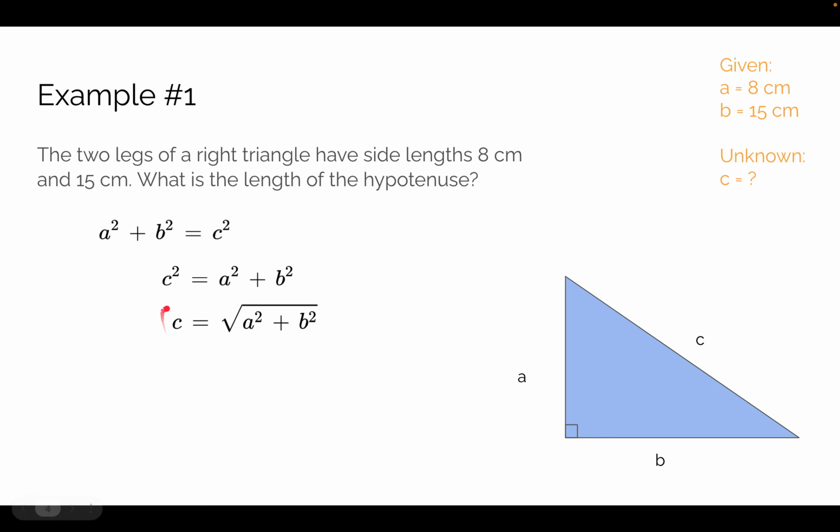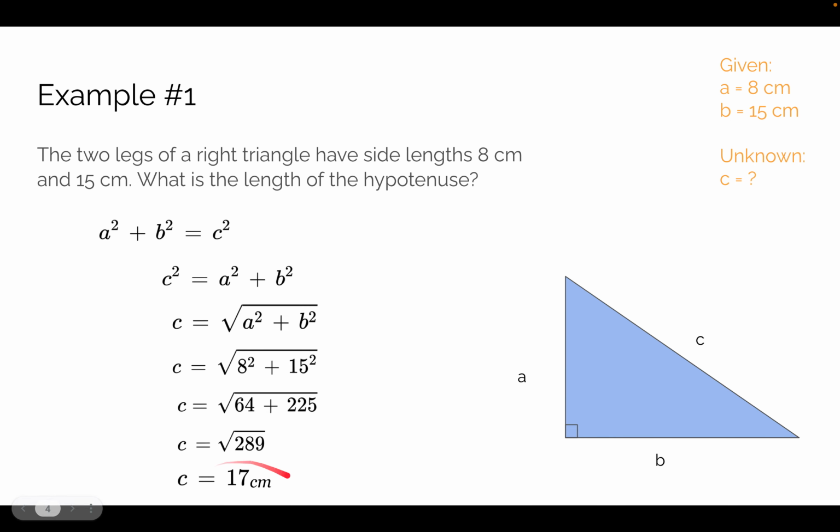Now, because we've isolated C all by itself, we can substitute the values that were given to us in order to solve for C. Let's substitute A and B in. It states the square root of 8 squared plus 15 squared. If we evaluate this, we get 64 plus 225, and if we add them together, we get 289. If we square root 289, it's going to give us 17 centimeters.